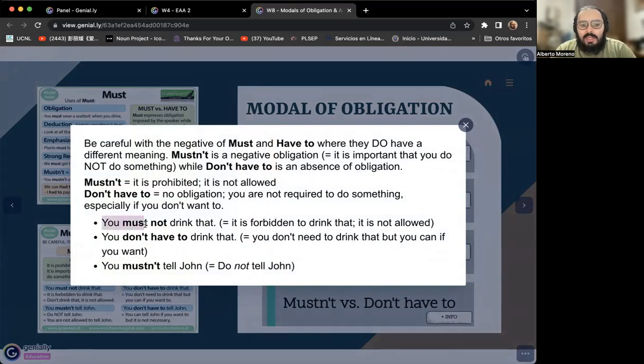For example, you must not drink that. You mustn't drink that. It is forbidden to drink that. It is not allowed. You are not allowed to drink that, a tea or a Coke or water, whatever, because maybe it's poison. And don't have to: you don't need to drink that, but you can if you want. It is not forbidden. It is not prohibited.